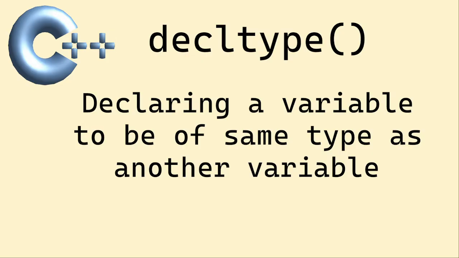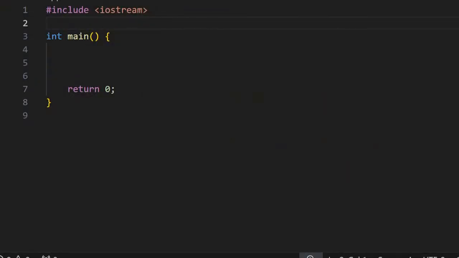The second purpose here is to declare a variable to be of the same type as another variable or expression. This is useful when you cannot determine, or it is complicated to determine, the type of the expression manually. Let us try to understand this through coding.